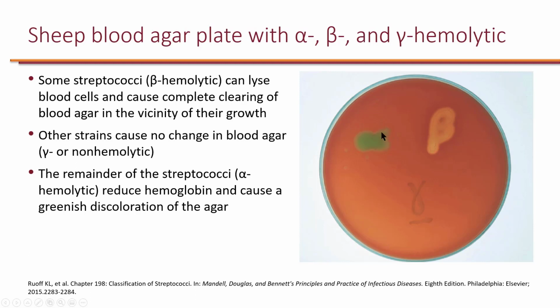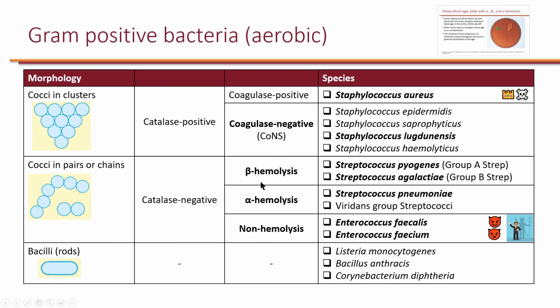And the alpha essentially reduce hemoglobin and they cause this greenish color. And then there is a third group that don't really do anything to the blood, and these are referred to as non-hemolytic because they didn't break it down. So essentially that's how we group these. So beta hemolytic strep, alpha hemolytic strep, and non-hemolytic.